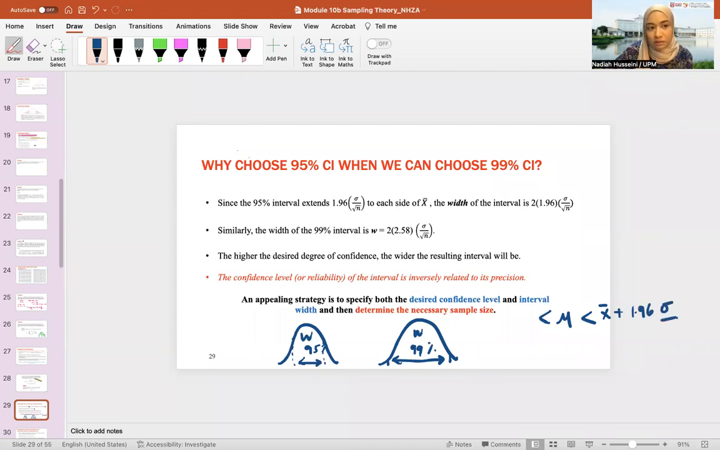The standard deviation of the population over the square root of n. If we don't have the standard deviation of the population, we can replace this by S. And then this would be sample mean minus 1.96 standard deviation over square root of n. Okay, so that is bad handwriting. Let me try again. Okay, so this is what we know.